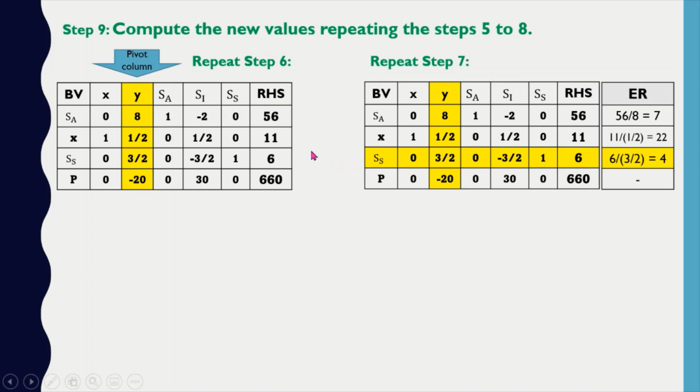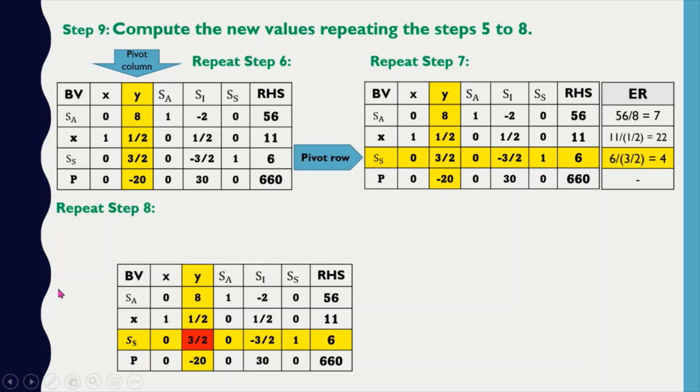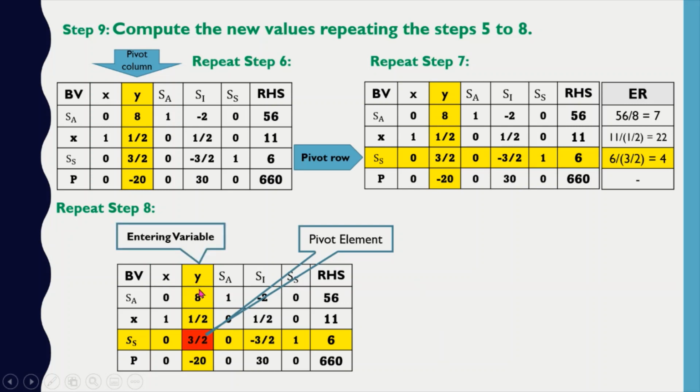Once we identify our pivot column and pivot row, the crossing value right here, which is 3 halves, is our pivot element. So step 8 is we're going to identify our pivot element, and the entering variable is y because that is our pivot column variable. We're going to replace our slack variable S3 because that is the existing variable, replace that with our entering variable, which is y. Then after that, we're going to compute.